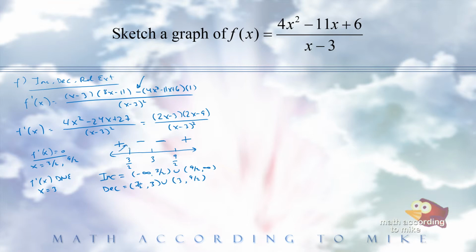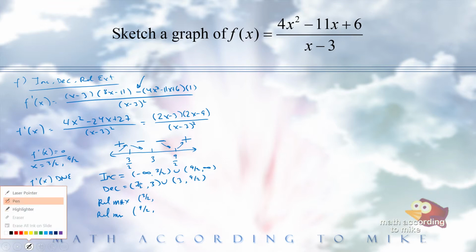3 halves goes from increase to decrease, so we have a relative max at 3 halves. And 9 halves goes from decrease to increase, so that means we have a relative min at 9 halves. Let's find those y values. 3 halves, put it into the function, you get 1. 9 halves gives you 25.